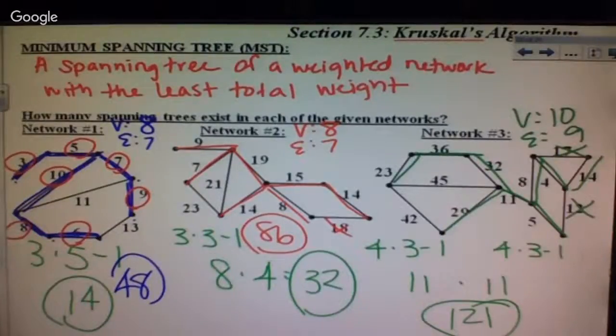9, 17, 27, 31, 41, 42, 74, 104, 110, 133, 153, 160, 162. 162 is the weight of that MST.